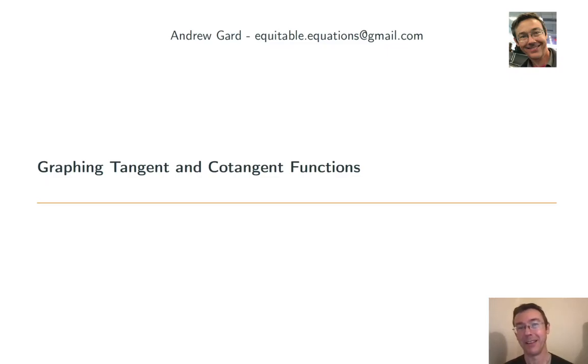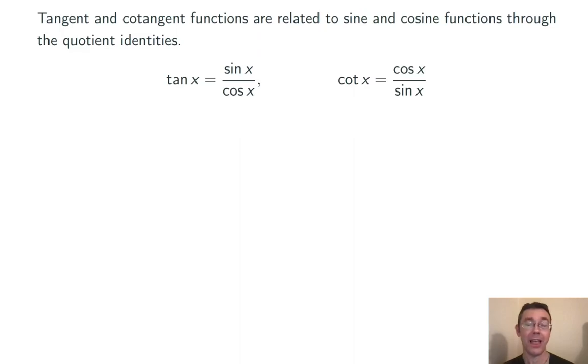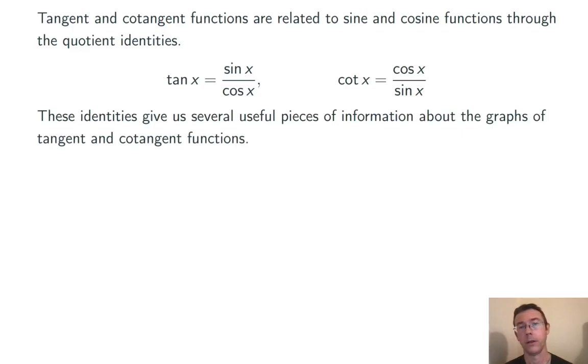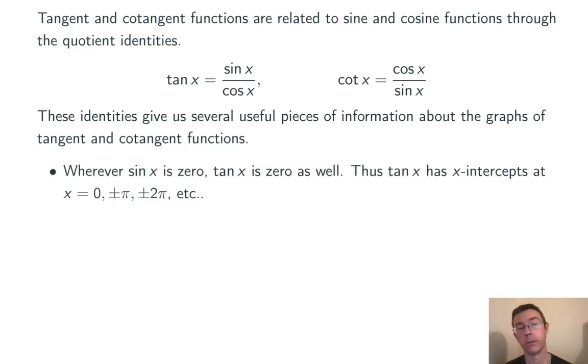Hey everybody. Today we're graphing some tangent and cotangent functions. As is usually the case in trig, when we deal with tangent of x and cotangent of x, we're going to use the quotient identities. Tangent x is sine x over cosine of x, and cotangent of x is cosine x over sine of x. These two identities alone give us a lot of information about the graphs of y equals tangent of x and y equals cotangent of x. Almost enough to graph them right off the bat.